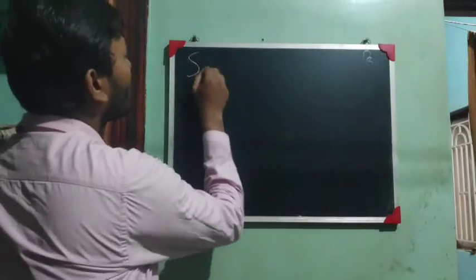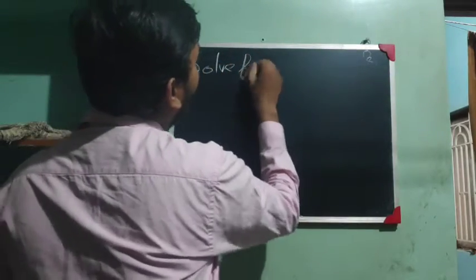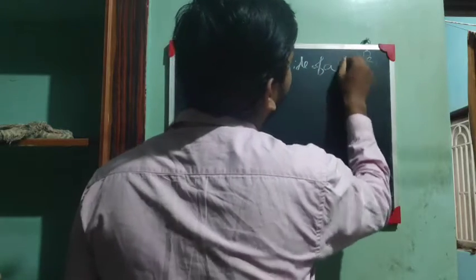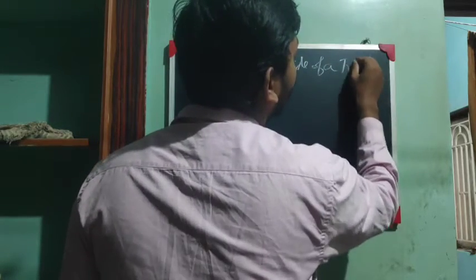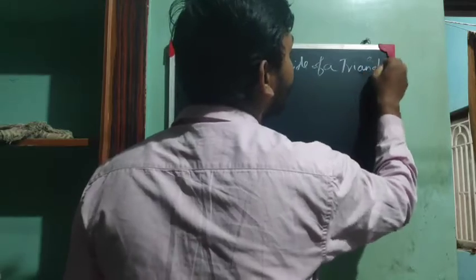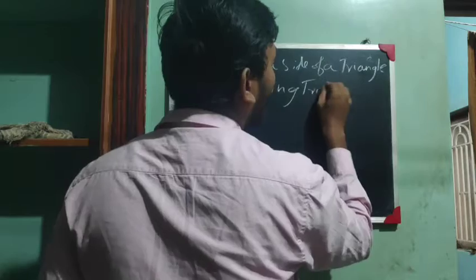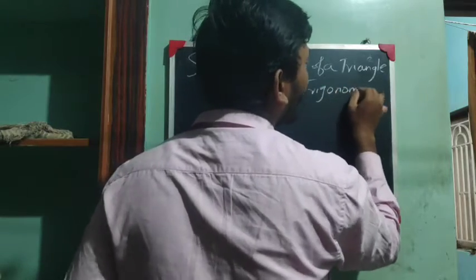So, solve for a side of a triangle using trigonometry.